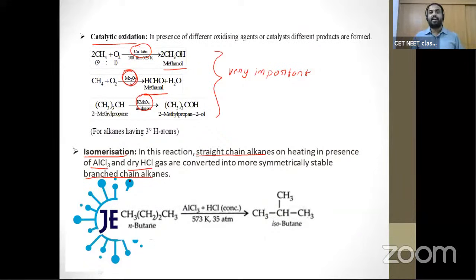And isomerization, what are the required ingredients or required reagents? Anhydrous AlCl3, dry HCl gas. These two substances must be present, remember. Without these, the isomerization reaction will not happen. Okay, so that is one way of converting straight chain compounds into branch chain compounds.